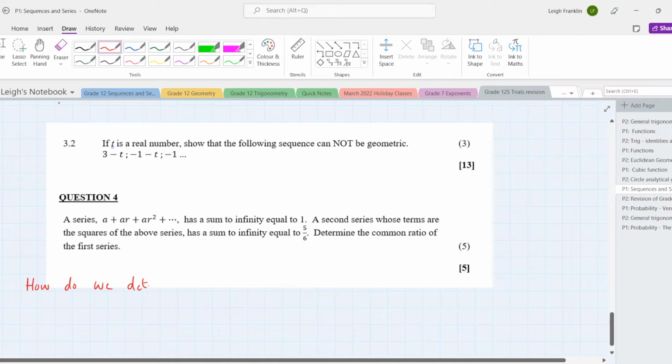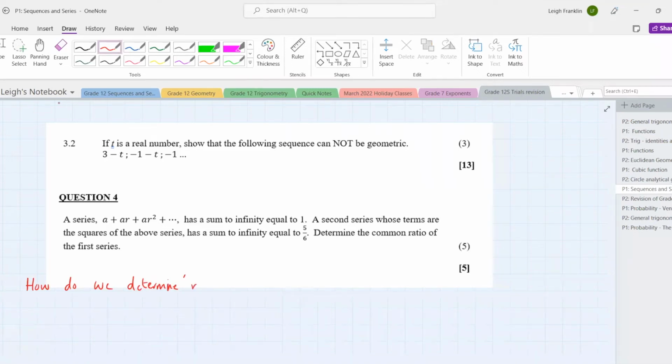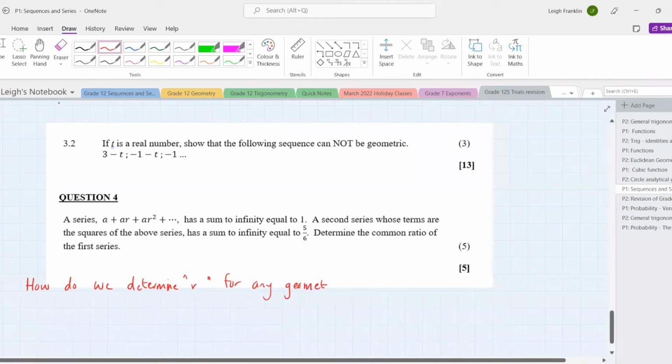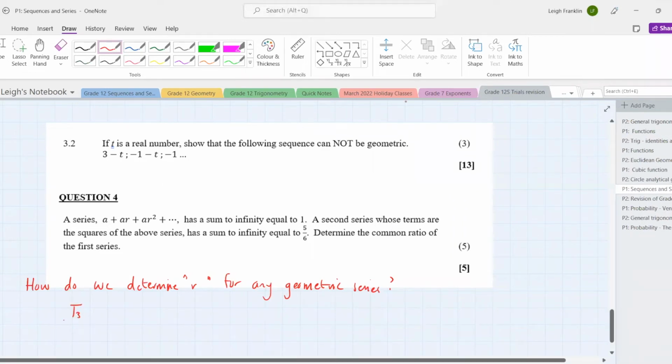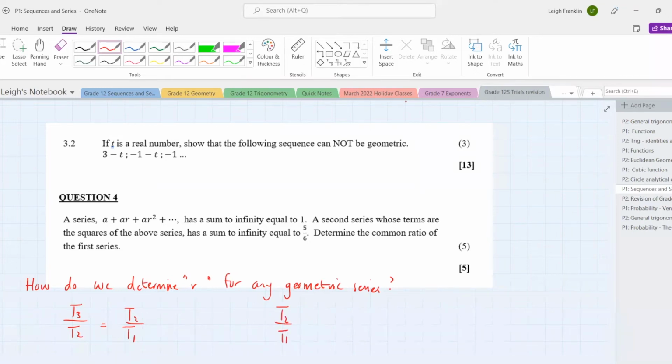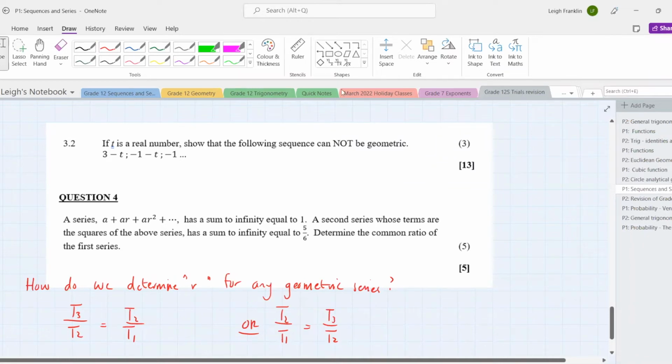So how do we determine r? We've got to use division. So just careful guys, it's term 3 over term 2 equals term 2 over term 1. Or if you want to write term 2 over term 1 equals term 3 over term 2, that's also fine. Now we want to go and sub in.